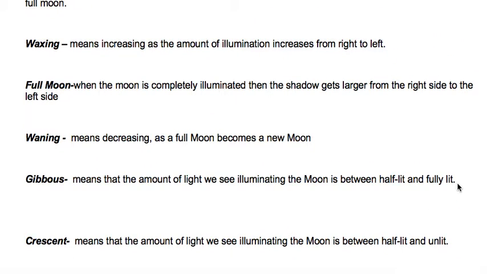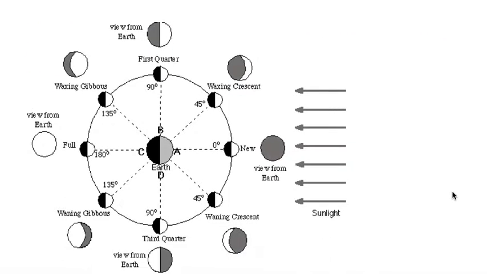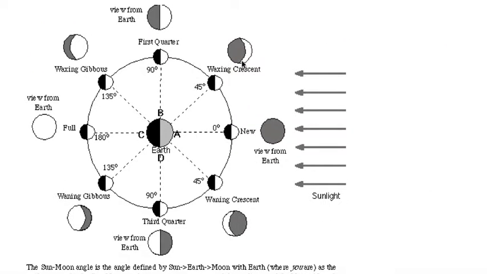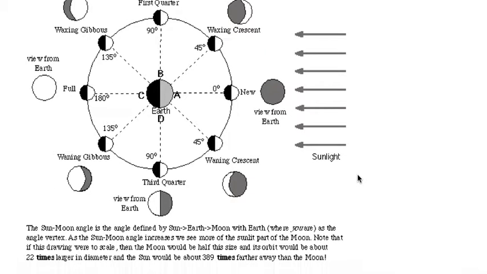And a crescent moon means that the amount of light we see illuminating the moon is between half lit and unlit. So here are the phases of the moon, and you can see that they wax from the right. So it goes waxing crescent, first quarter, waxing gibbous, full moon, waning gibbous, so it starts to decrease again on the right. Third quarter, waning crescent, and then new moon. And this is where the Sun comes from.